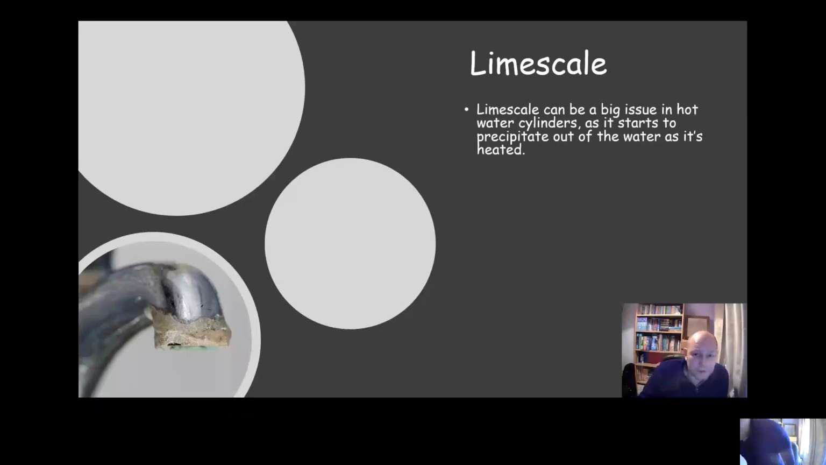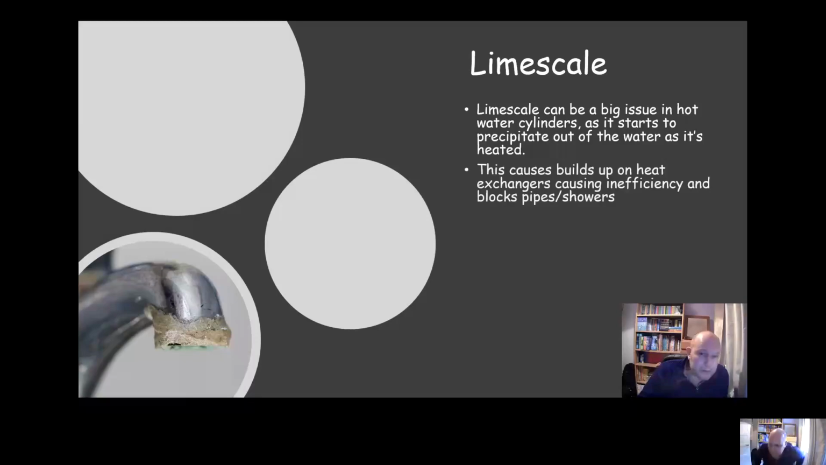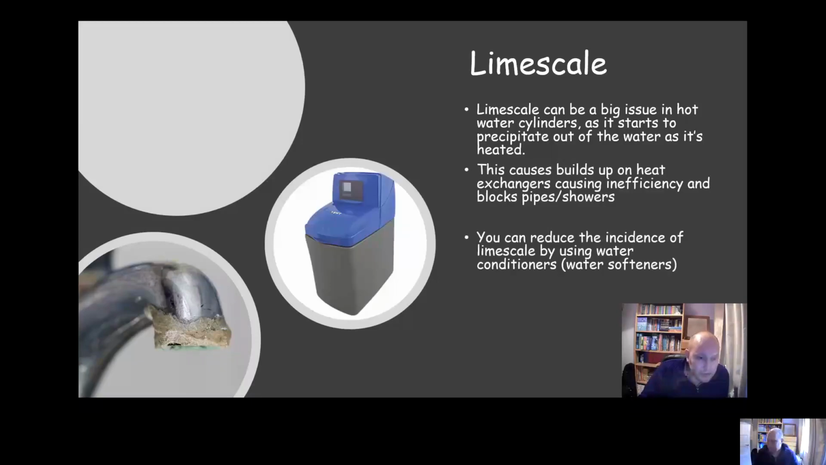Limescale, we're going to very briefly look at this. Limescale can be a big issue in cylinders. As the water's heated, it starts to precipitate out. It's particularly an issue with what we'd describe as temporary hard water, water that contains calcium carbonate. And as that heats up, the limescale will start to come out of the water, and it can block up pipes, and it can block up the heat exchanger, which can actually reduce the efficiency of the heat exchanger. It can also block up pipes and showers, which again causes issues with efficiency with the showers themselves.